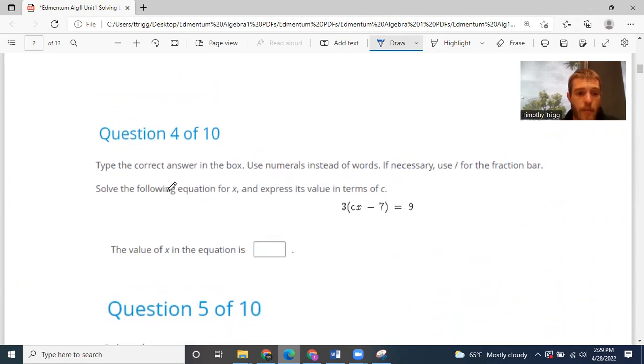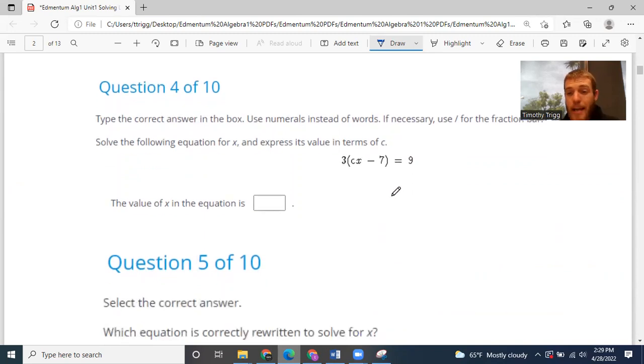Okay, solve the following equation for X. So we want to get X by itself and express its value in terms of C. Now you may notice I can distribute this 3 here to here. And that is acceptable. You're allowed to do that. I've shown you how to do that before, multiplying the 3 by each of these terms. And you could definitely solve it that way. But in this case, I actually am going to divide by 3 on both sides to start.